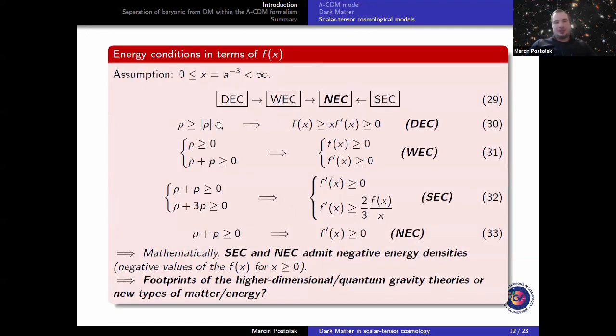Okay, and if we apply our generating function formalism to the energy conditions, and here you can see the explicit formulas, then at least from the mathematical point of view, the strong energy condition and null energy condition admit negative energy densities. So in fact, the negative values of the generating function for the non-negative x. So maybe it's just mathematical artifacts, or maybe some kind of footprints of the quantum gravity theories or new types of matter. It must be researched later.